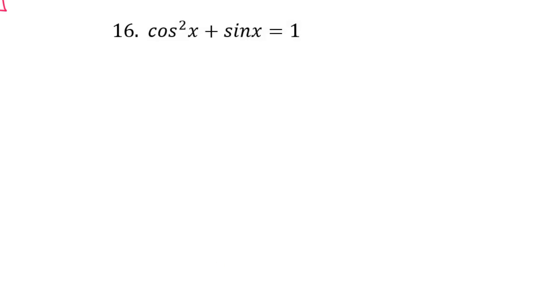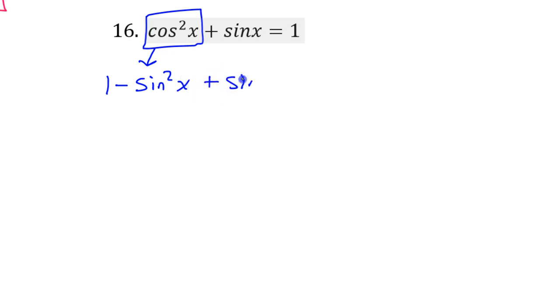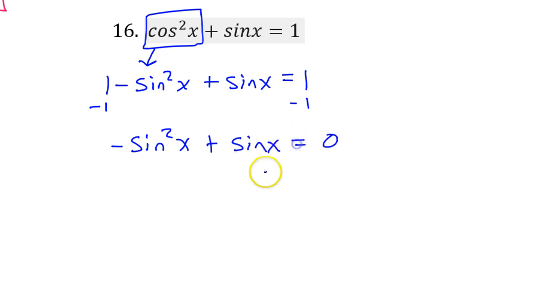So let's make that substitution. Okay, so cosine squared is equal to 1 minus sine squared. And then I have the rest of it, plus sine x is equal to 1. Alright, so now I have all one kind of function. Let's get 0 on one side. So I'm going to subtract 1 from both sides. They both cancel. So now I have negative sine squared x plus sine x is equal to 0.